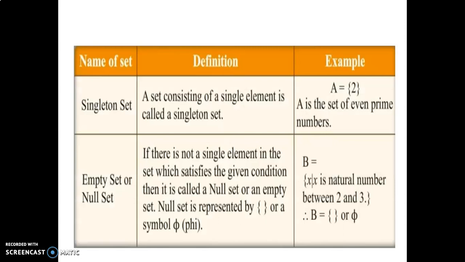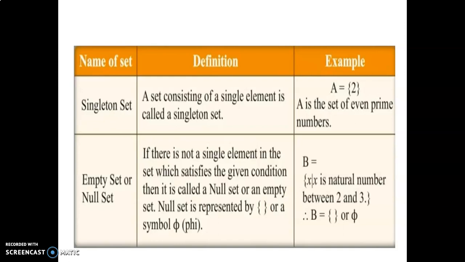First one, singleton set. The word single means one. So singleton set means the set which has only one element. Example, A is a set of even prime numbers. The only even prime number is 2. So A equals {2}. In set A, the only element is 2. Hence, set A is a singleton set.